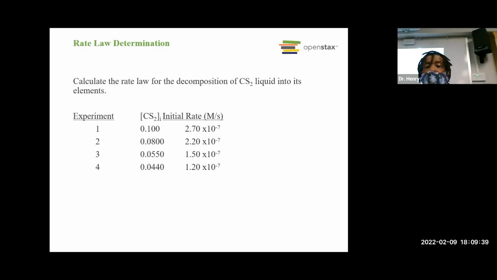Okay, so what we're going to do is calculate the rate of decomposition of carbon disulfide liquid into its elements. Okay, so how would I go about doing that? How would I calculate the rate law of that? So what would be the generic rate law?